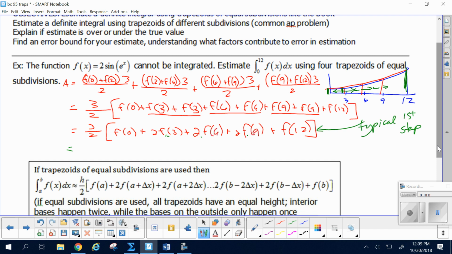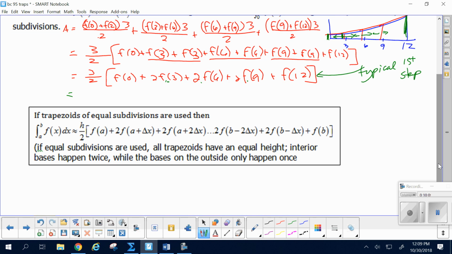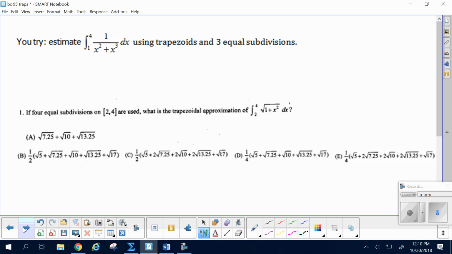So then, if you have equal subdivisions, you'll always be able to factor out the half of the formula and the height. Because they're equal subdivisions, they'll all have the same height. You then will start at the left edge and you'll have double of every interior point, however many there might be, and then a single on the edges. And that's what I said there. All right, any questions so far? Cool.